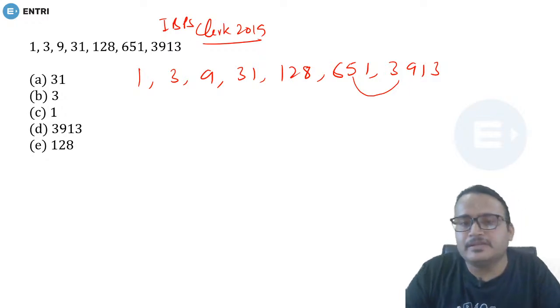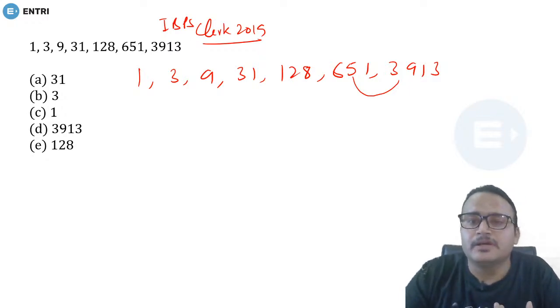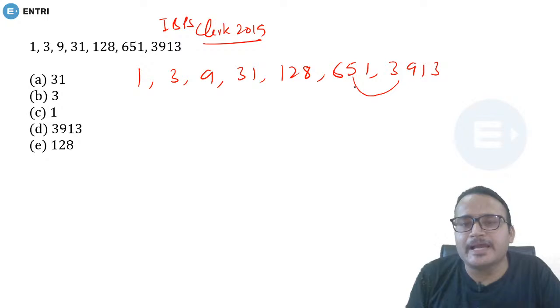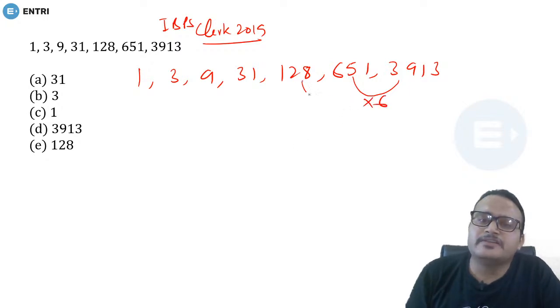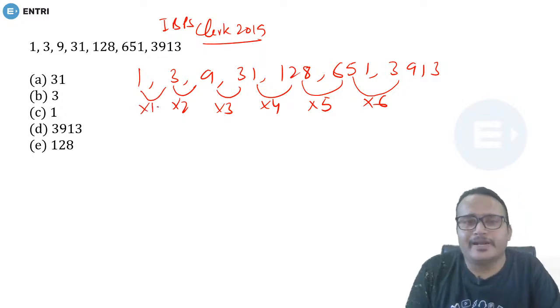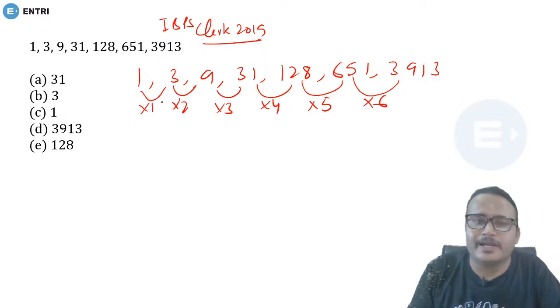So what does that mean? Obviously the multiplication logic will be involved, so we'll be applying the multiplication logic first. If we multiply, this is almost a multiple of 6, and this is almost a multiple of 5. So 6, 5, 4, 3, 2 and 1. Let's see if we are correct. If we are correct, then we will head further.